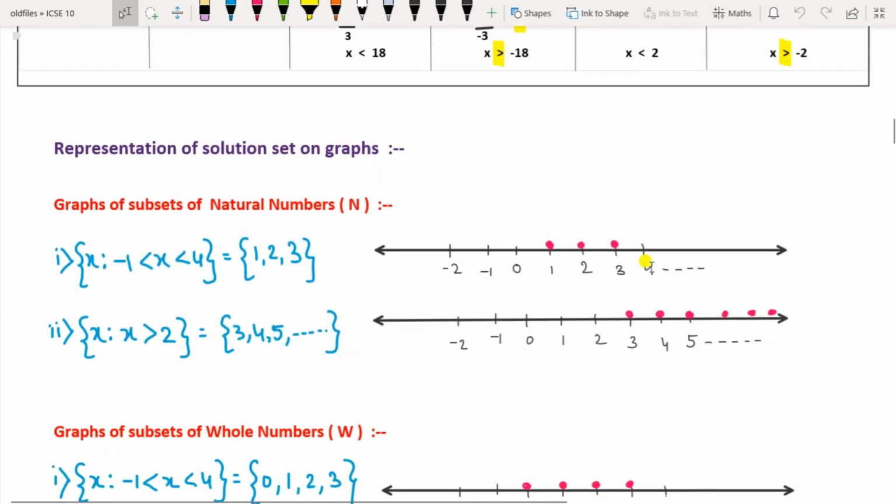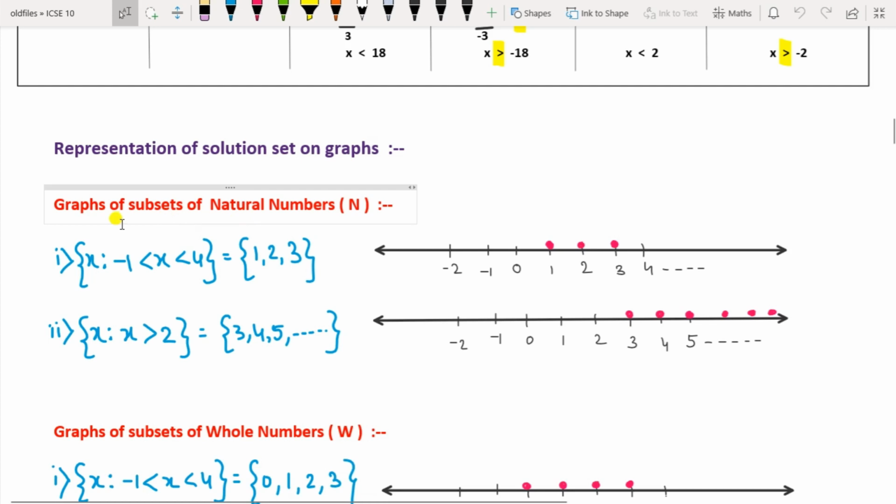Now after getting the solution set, you have to represent the solution set on a number line. The representation of the solution set depends on the replacement set given. So let us get the concept clear of how to denote the solution set on the number line or the graph. So this is about representation of the solution set on the graph.